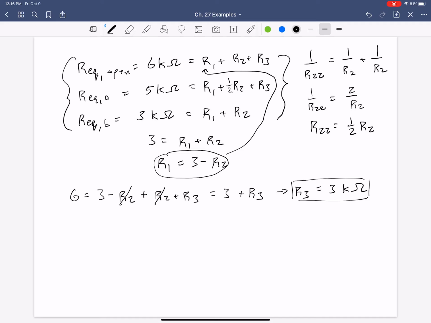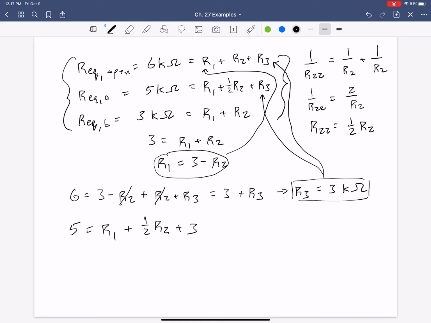And so now, knowing this value, it makes our life easier when solving for R1 and R2. So now we can go back and plug this value into either equation for R3, either that one or that one. It does not matter. Let's go and plug it into equation 2. So we have 5 equals R1 plus 1/2 R2 and then plus 3 because we know that now. And so now we want to solve, can we solve for R1 and R2? No, we can't.